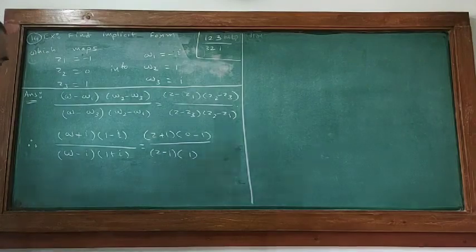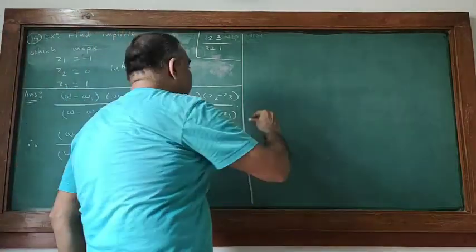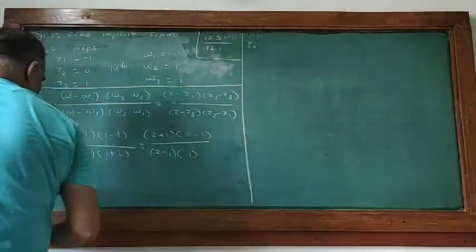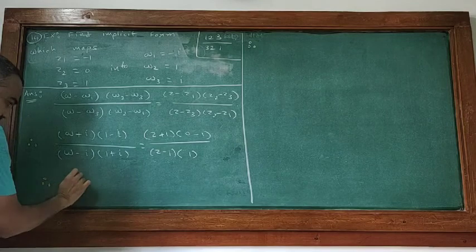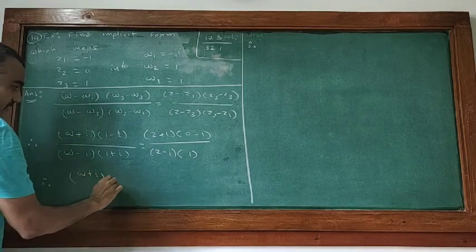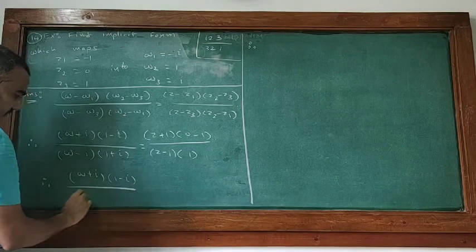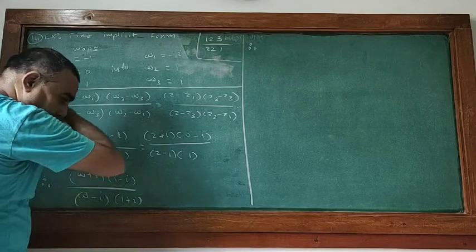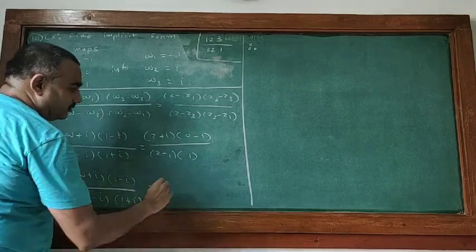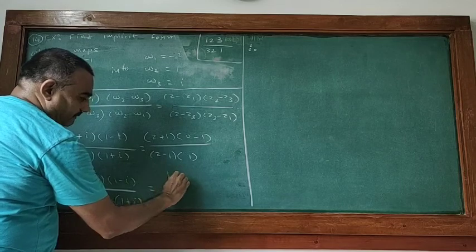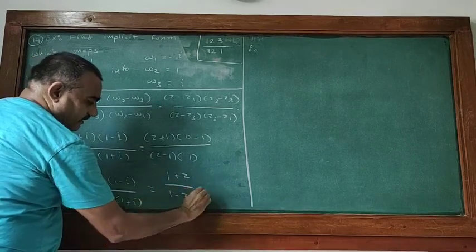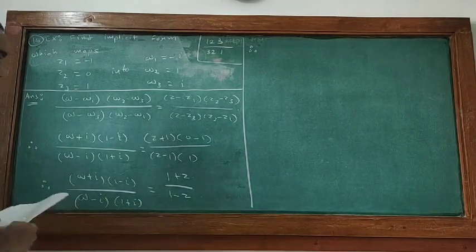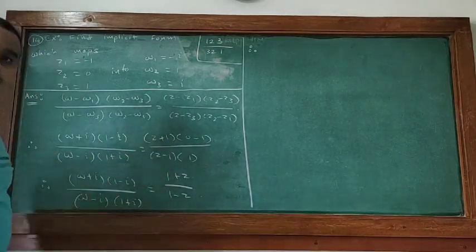Now we proceed further. Therefore, (omega plus I)(1 minus I) upon (omega minus I)(1 plus I) equal to (1 plus z) upon (1 minus z). We give the minus sign to the denominator.